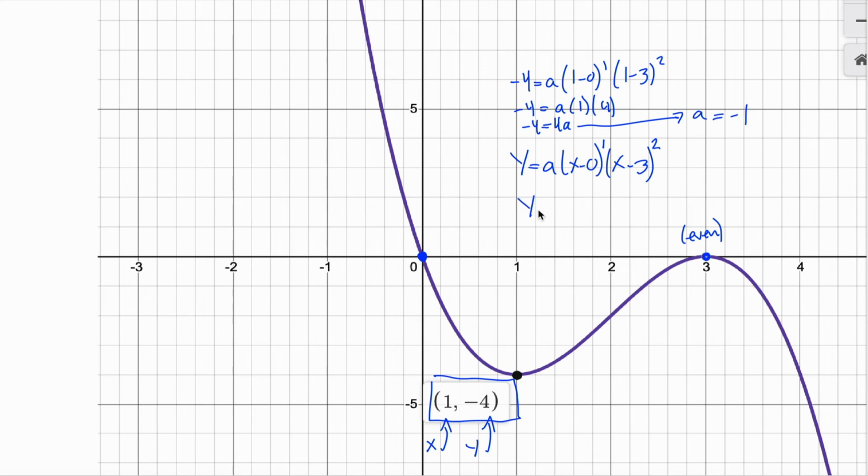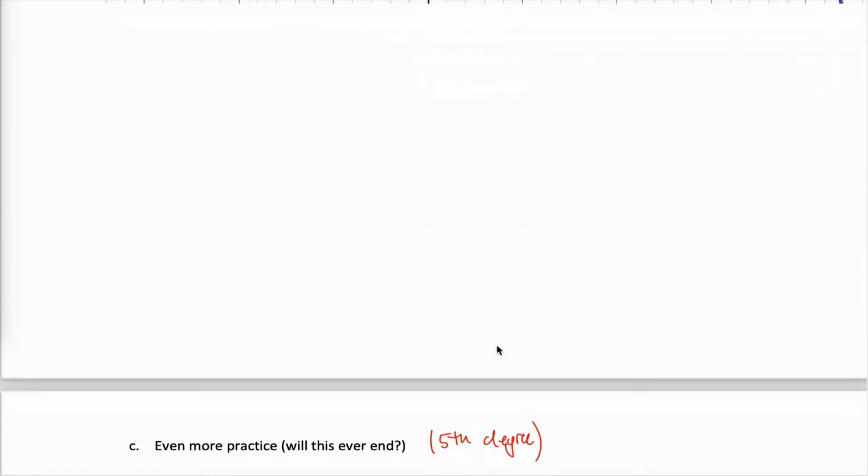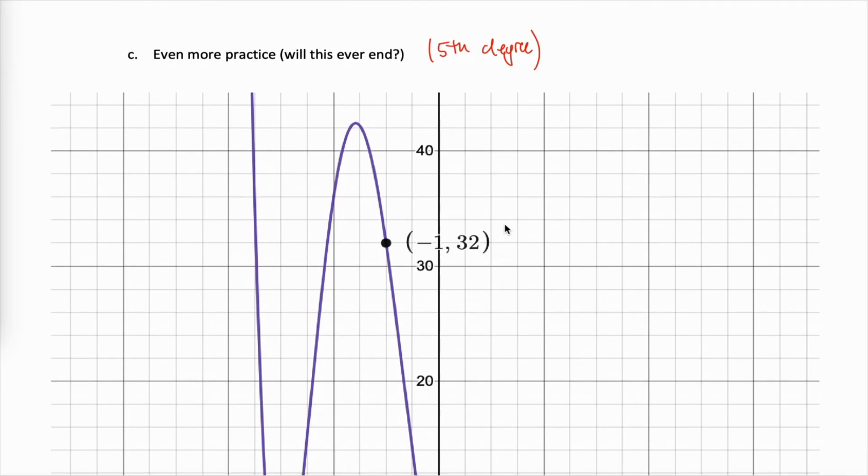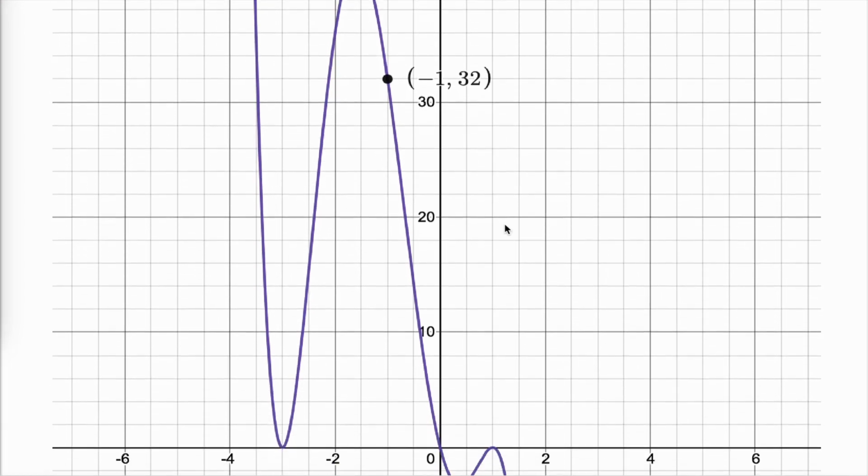So my final answer would be y equals -1 times x minus 0 to the first power times x minus 3 squared, or the way most people would write this is negative for this -1, x for this x minus 0 to the first power, times x minus 3 squared. One more example, then we'll call this video good. Here's a 5th degree polynomial. See if you can come up with this equation.